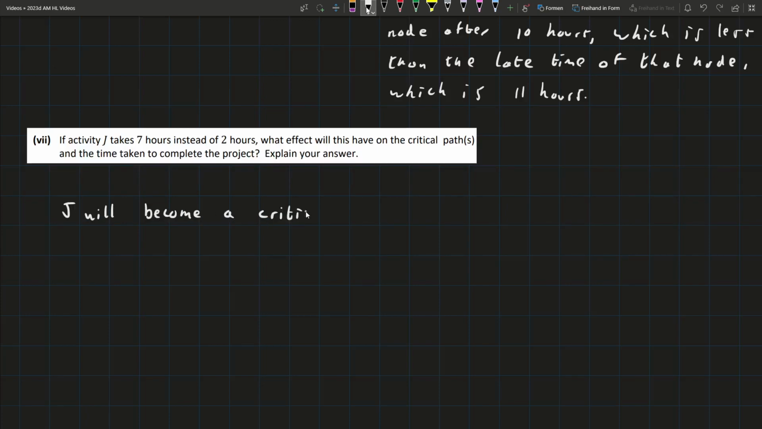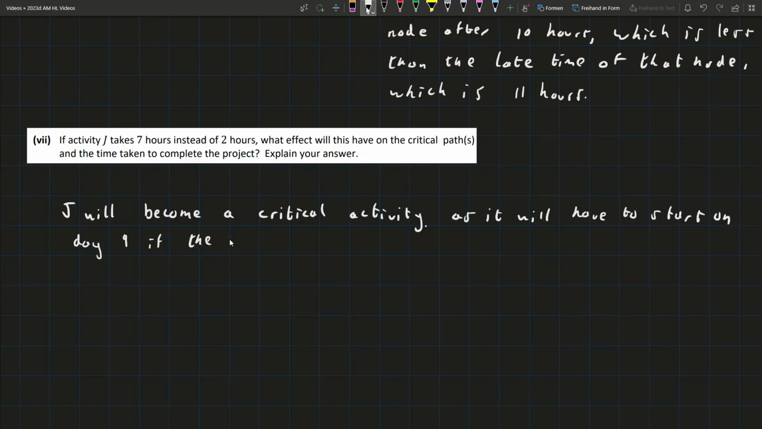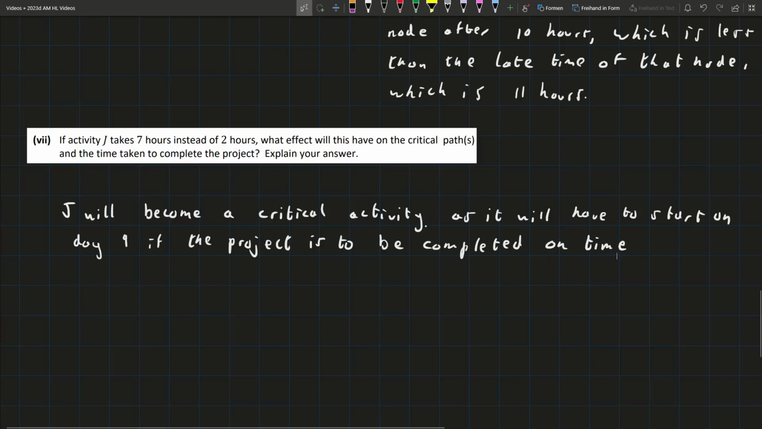Critical activity, as it will have to start on day 9 if the project is to be completed on time. Bit of a rhyme there. So that's basically what happens. So that's what will happen, you actually didn't have to say this. I guess this is kind of like our explanation.